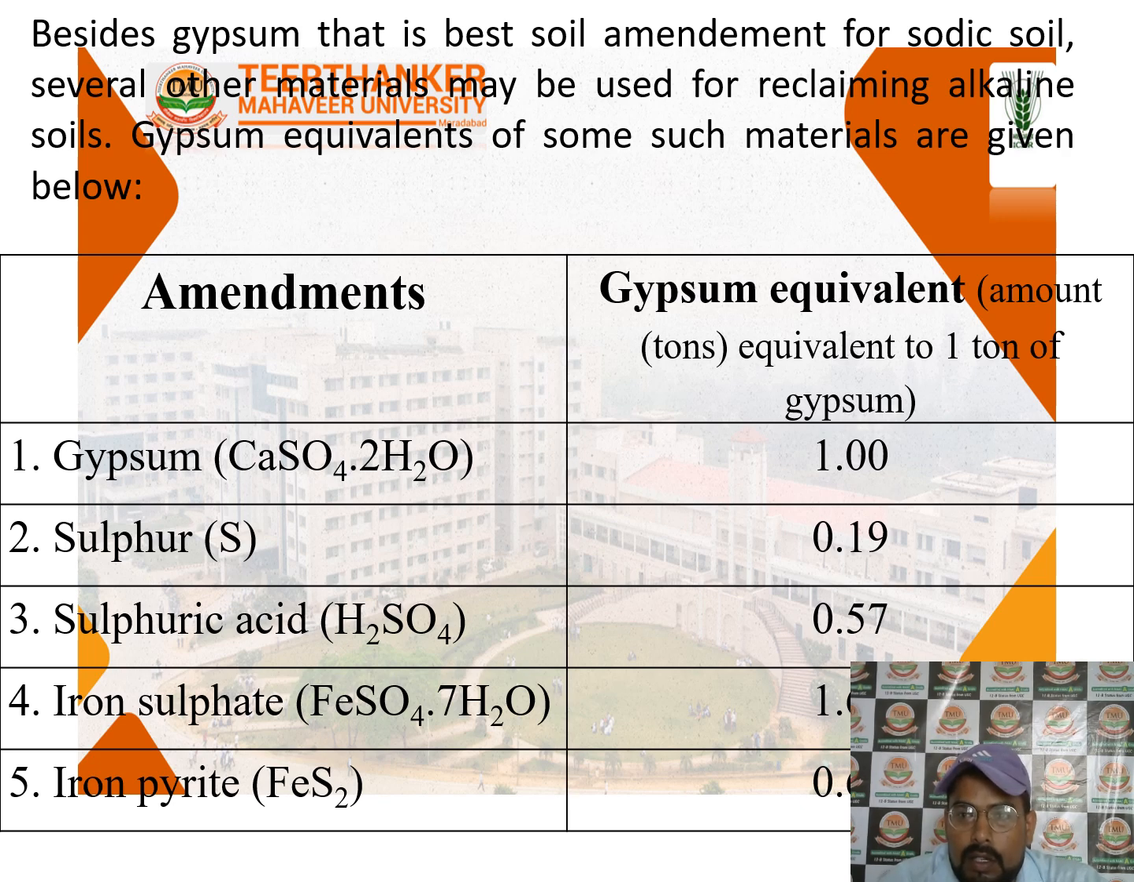Sulfur at 0.91 ton is equivalent to 1 ton of gypsum. Likewise, sulfuric acid at 0.57 is equivalent to 1 ton of gypsum. Sulfuric acid is applied as a replacement in the soil because it is strongly acidic in nature. These are the equivalents.